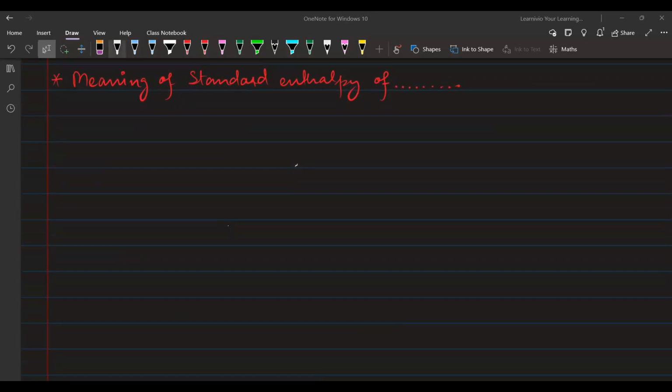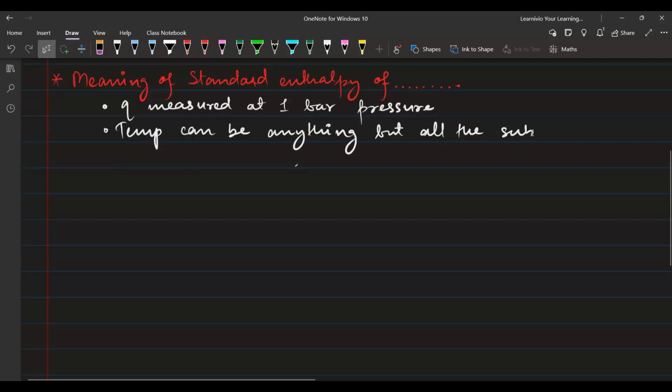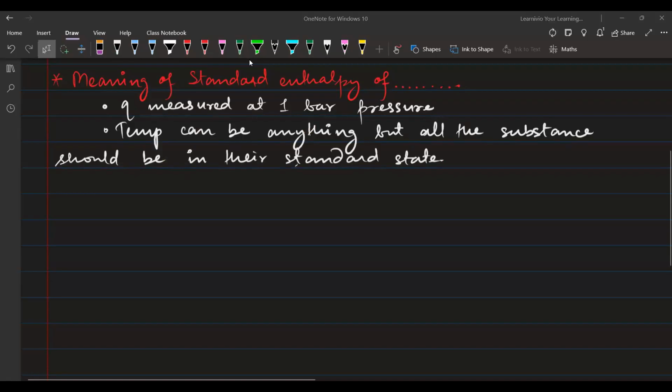The meaning of standard enthalpy is that it is measured at 1 bar pressure. ठीक है, 1 bar प्रेशर में इसको मेजर किया गया। Another thing that you have to remember, temperature can be anything, but all the substances should be in their standard state। क्या मतलब है इस चीज का?